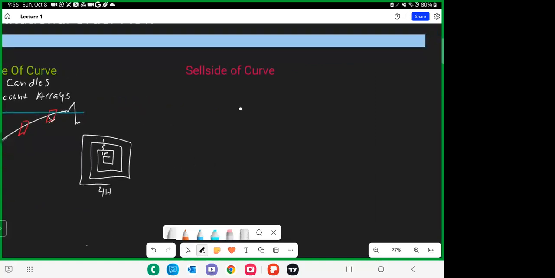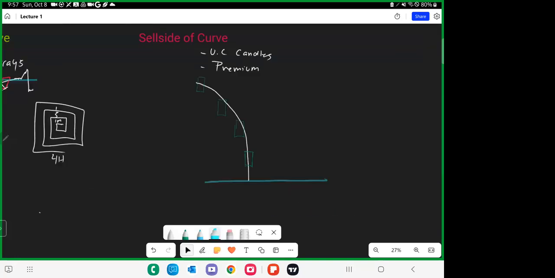Then obviously, when we're speaking about the sell side of a curve, just the opposite: up close candles will support the direction of price. Same idea, premium arrays and up close candles, these guys will support the direction of price. So even if price trades down into this discount array, it's a higher time frame discount array.